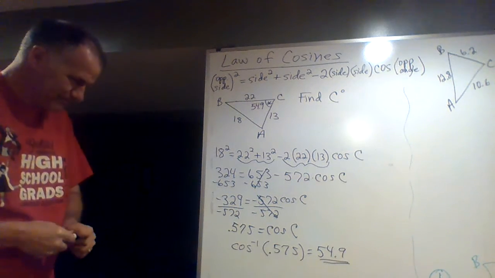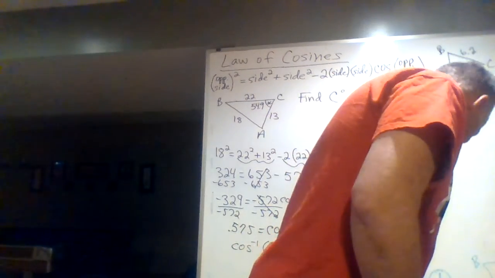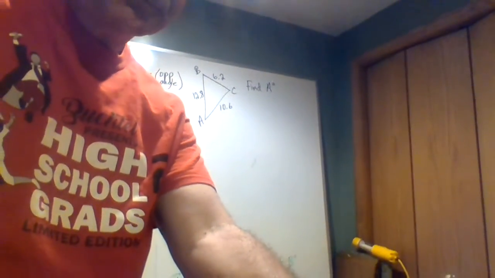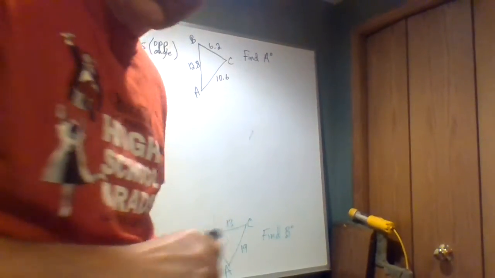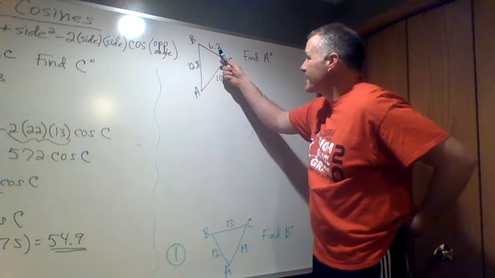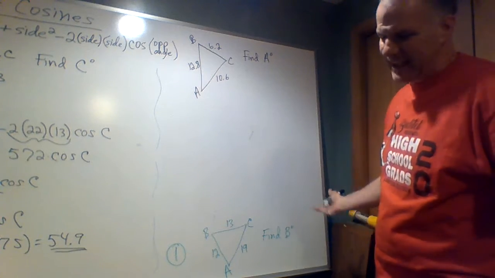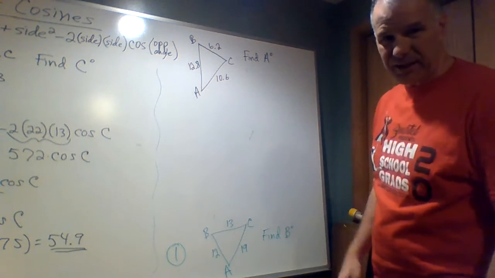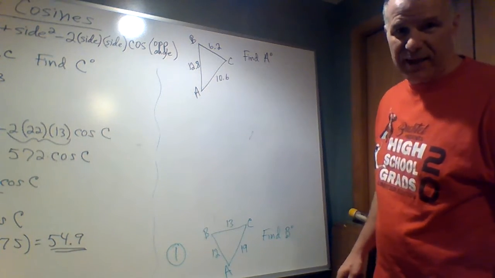Okay, let's try one more. Then I'll give you one for your assignment. We'll turn this a little. Hopefully you can see all this. 12.8, 6.2, 10.6. I just threw in some decimals. It doesn't make a big deal. You have a calculator. The answers are decimals anyway, but let's just look at it a little differently.